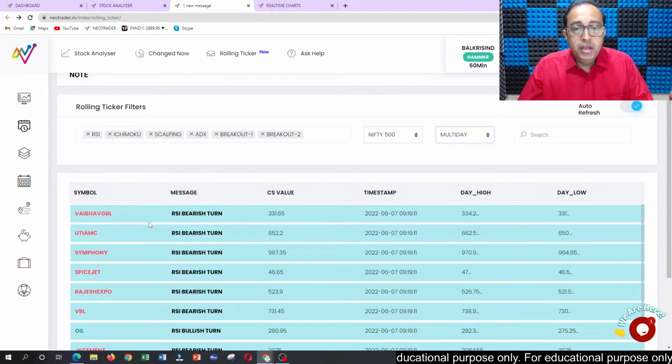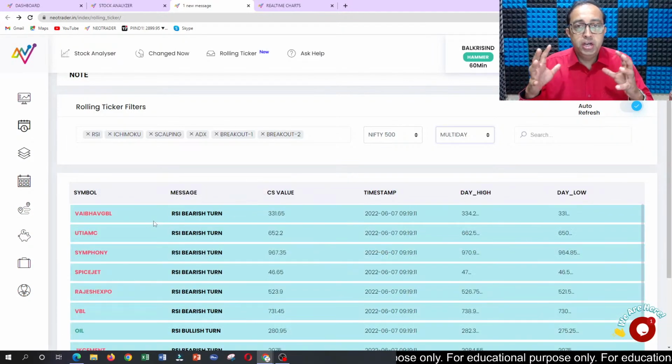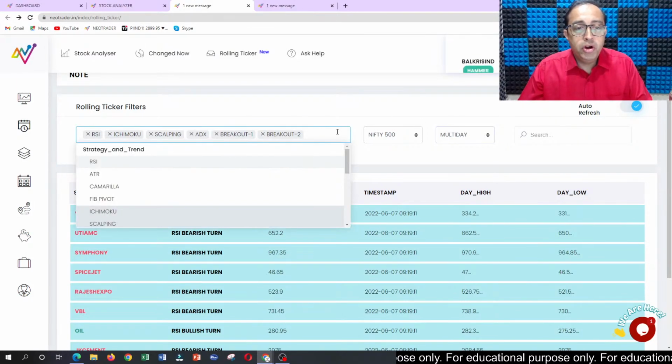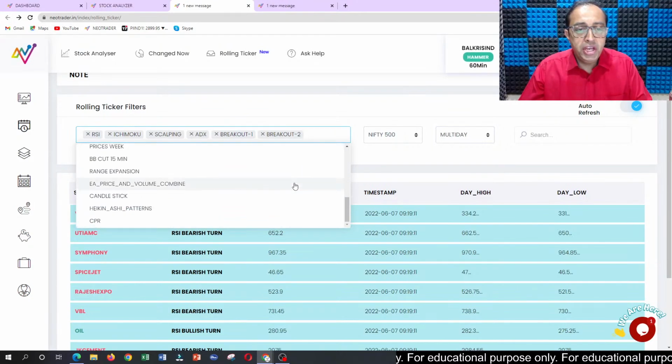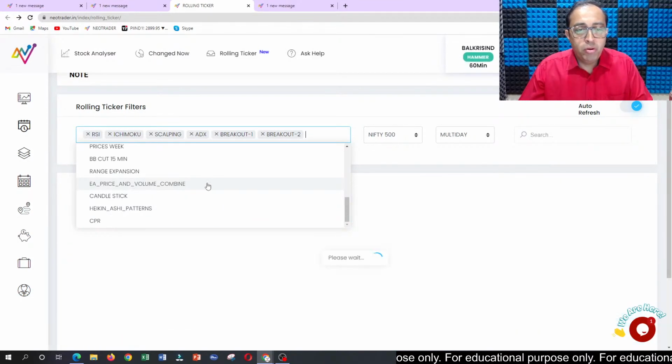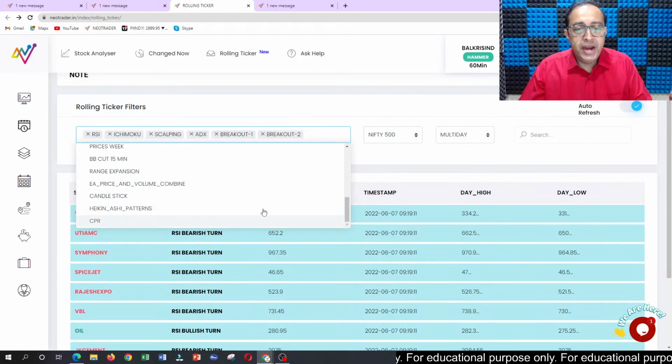The rolling ticker is a suite of active technical analysis signals which are running, and they are displaying to you what the scenario is. Various types of scenarios are there. There is Heikin-Ashi, there is candlestick, there is price and volume combination, there is range expansion, Bollinger Band, CPR.